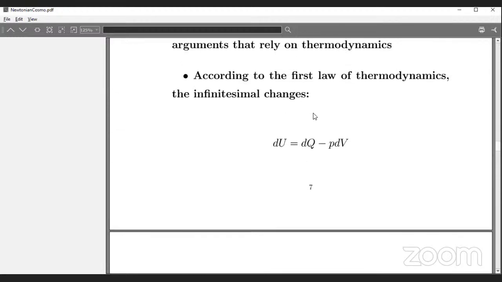Yes. So the first law of thermodynamics, are you able to see page number 7, where the first law of thermodynamics has been stated, dU equal to dQ minus PdV? Yes, we can see that. Very good. Okay.